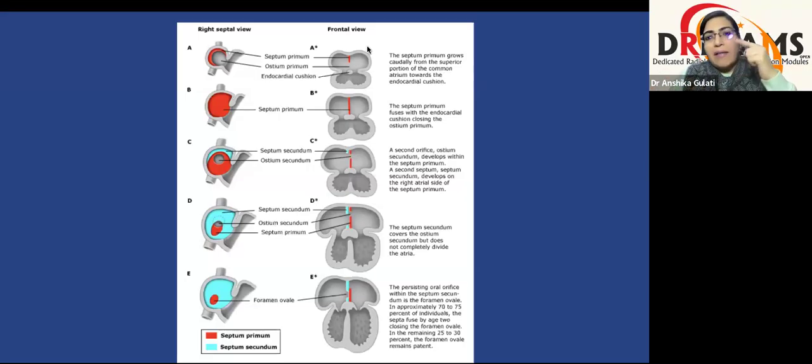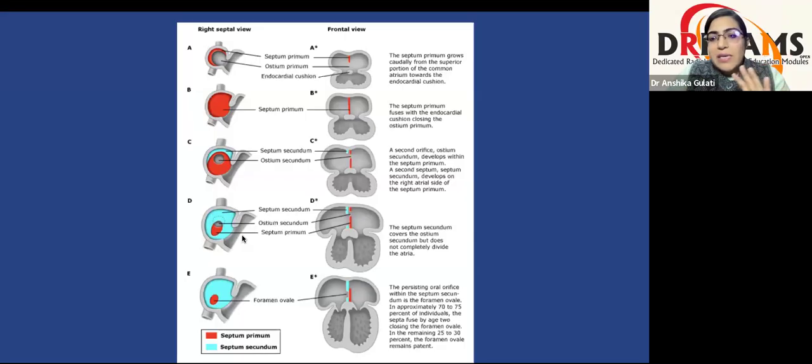Then a hole develops within the septum primum, which is known as the ostium secundum. Then the next step is another curtain falls from the right side, which is known as the septum secundum. It falls completely up to the level of the endocardial cushion, covering the ostium secundum. After that, another hole develops within the septum secundum, which is known as the foramen ovale.